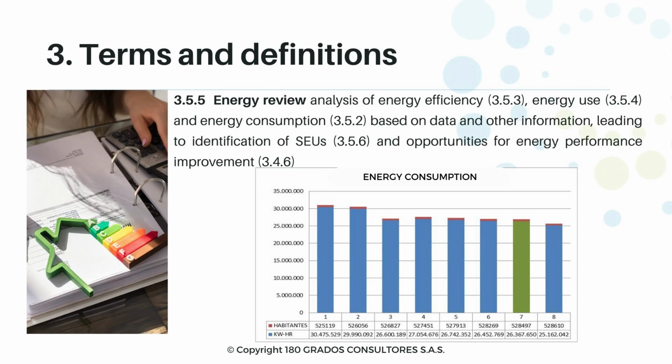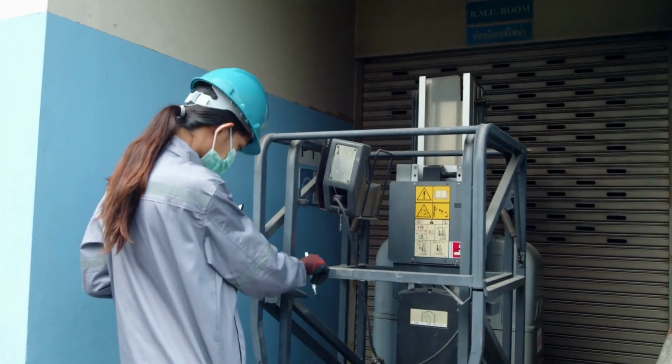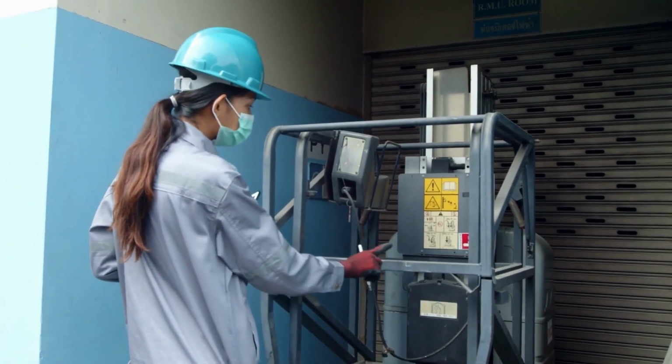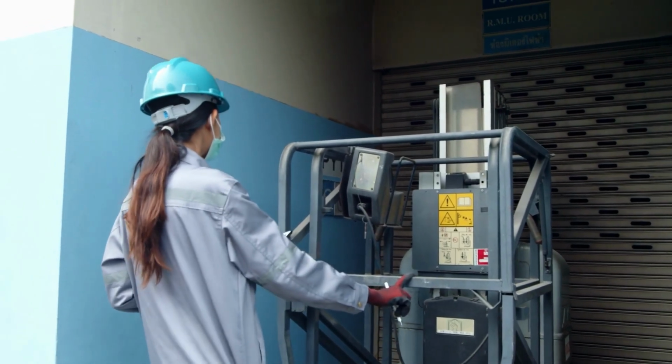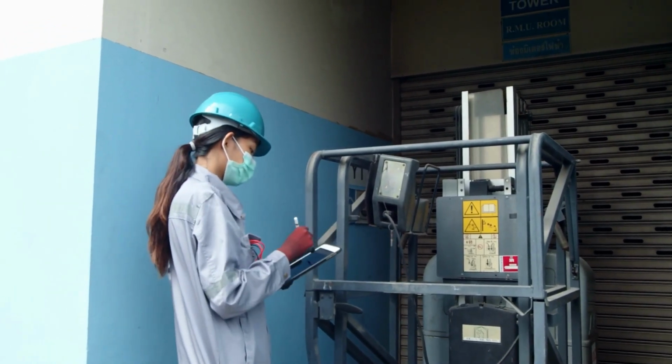The review leads to identification of significant energy uses, or SEUs, and opportunities for energy performance improvement. An SEU is an energy use that is identified by the organization as significant based on its criteria. The energy review is a critical part of an energy management system.